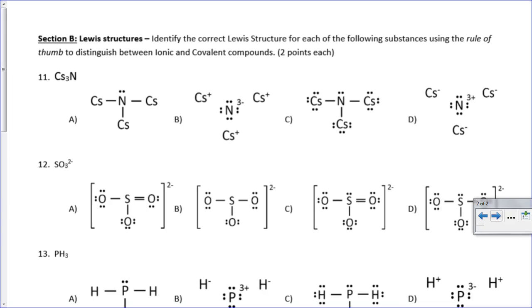In this case, the cesium, being the metal having the lower electronegativity, is going to give its electrons to the nitrogen. Cesium has 1 electron each. All right, so each one of the cesiums loses 1 electron. Nitrogen has 5 electrons. It's going to gain 3. All right, and so you have to look around at these and figure out which one makes the most sense. In this case, it's B. A and C are both covalent structures, so those don't make sense at all. And then the charges are wrong for D. The charges are backwards on D. So B would be the correct answer.